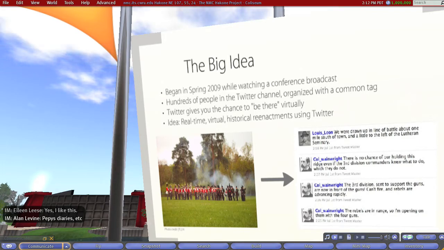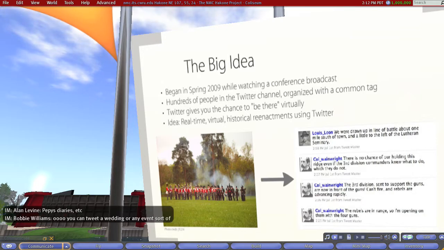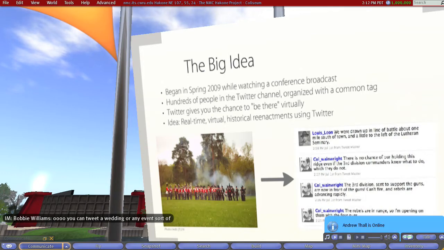Tom's going to talk a little bit more about the learning potential to this, not just for those that follow, but also for those that create, and some of the benefits that these types of reenactments can give. Okay, so let's go ahead and go to the next slide.